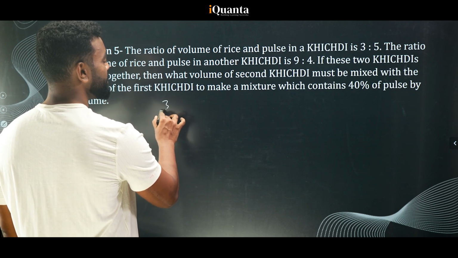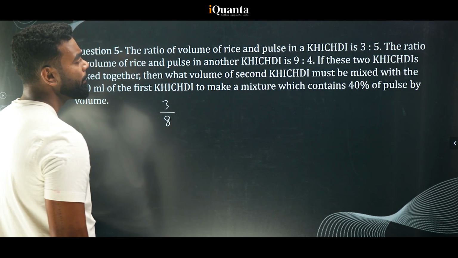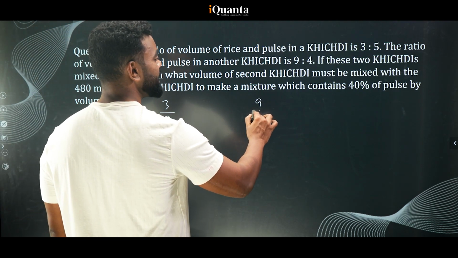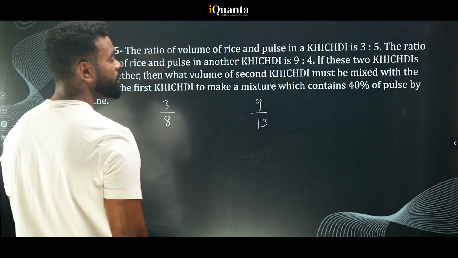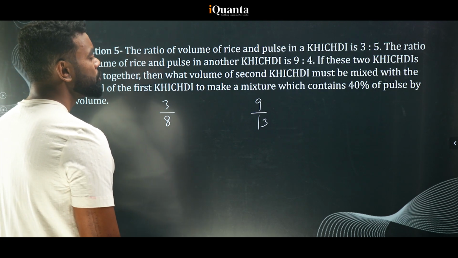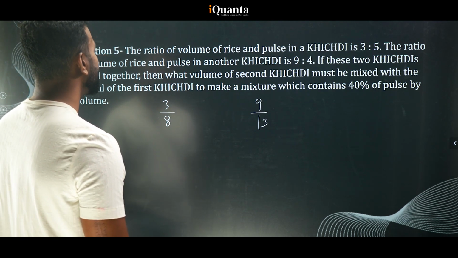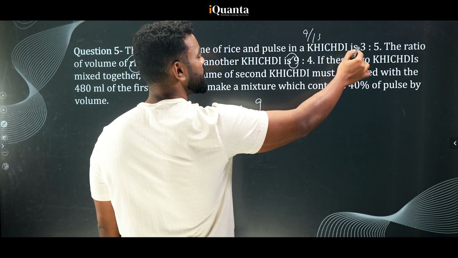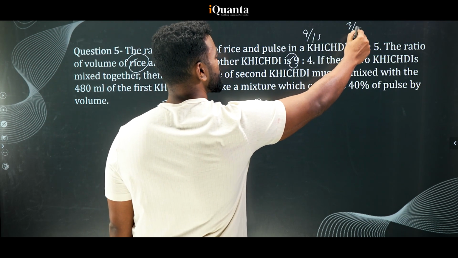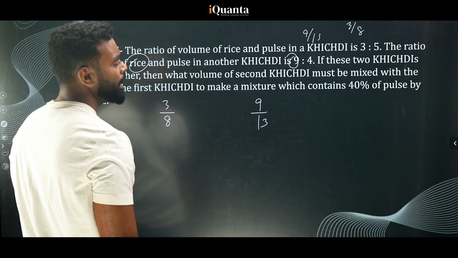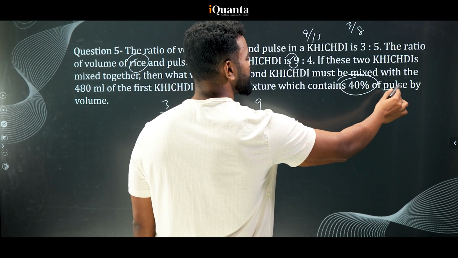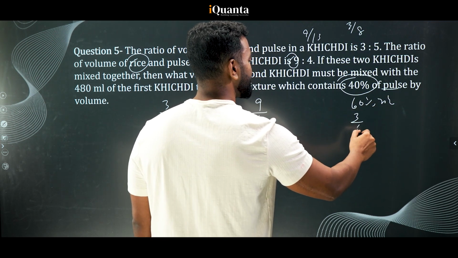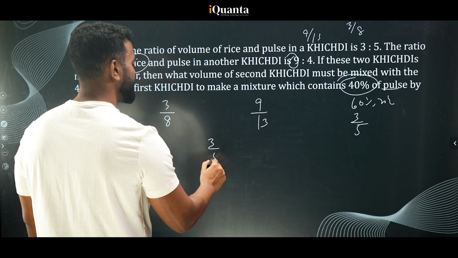So initially 3/8 is the volume of rice in the first khichdi. Then it is 9/13 in the second, yes. So 9/13 is the amount of rice, and here rice is 3/8. So I'm talking about the rice, right? Now they ask me about 40% of pulse. So if 40% pulse, 60% rice. So rice should be 3/5. So your average should be 3/5, right?